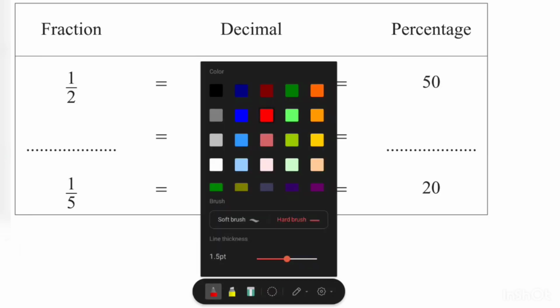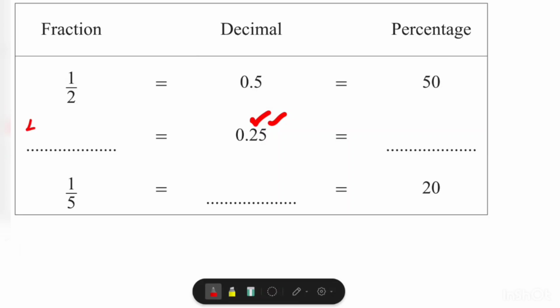So what can we do here? We can write it as 25 by 100. And 25 by 100 means 25 multiplied by 1 can be written, and 25 multiplied by 4 can be written, right? So you can see that 25 cancels 25, so it is 1 by 4. So its fractional form is 1 by 4.